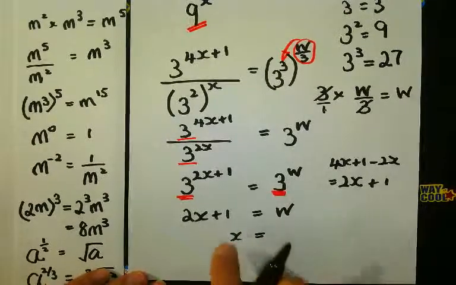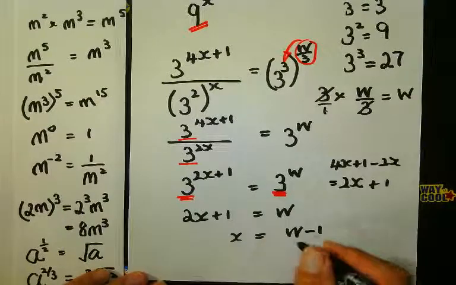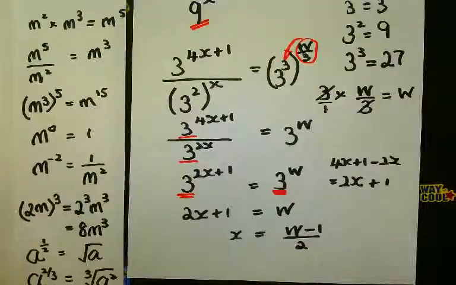So let's just do this really quickly. Subtract 1 from both sides. That'll give us 2x, and then divide both sides by 2. So we end up with that there. Okay, so let's pause this video at this moment.